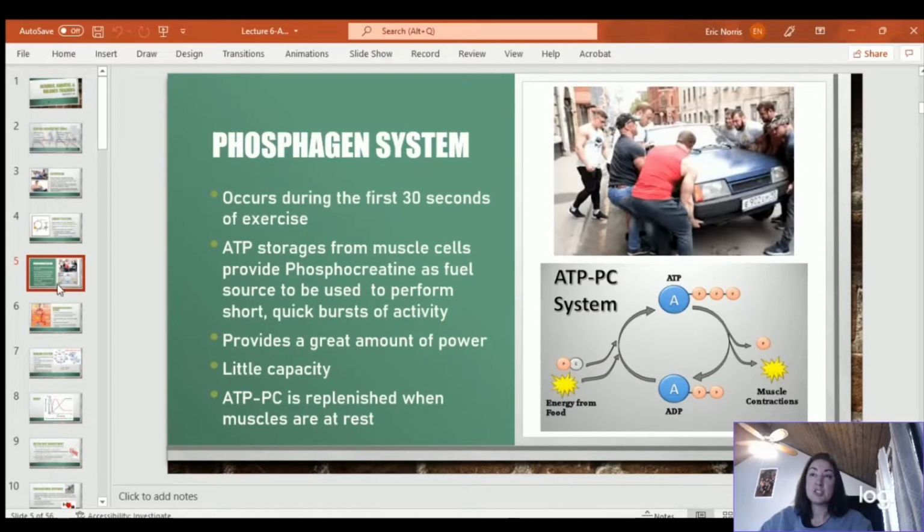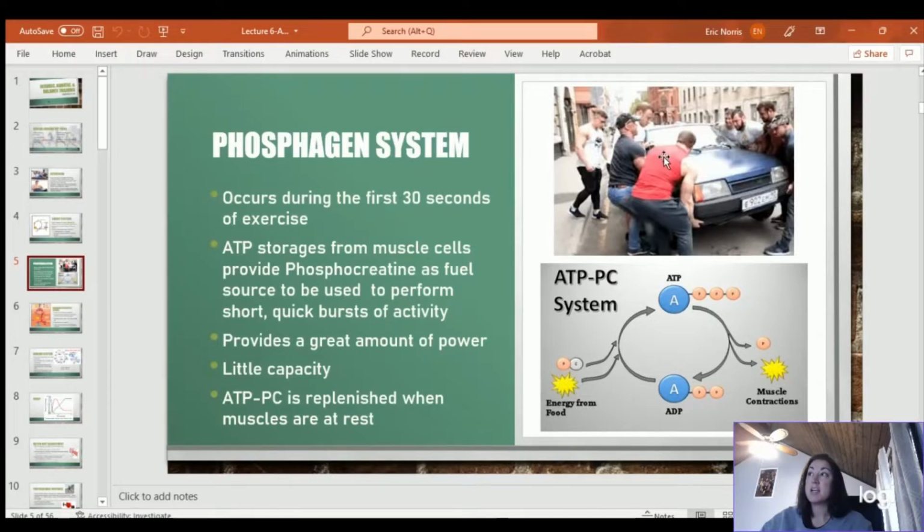So the phosphagen system, this is during your first 30 seconds of activity. This is your anaerobic system that kicks in immediately, and doesn't need extra oxygen to supply it. The ATP stored in the muscle cells provides phosphocreatine as a fuel source, and it's used to perform short, quick bursts of activity. It provides great power, but it has very low capacity. It only lasts for about 30 seconds.